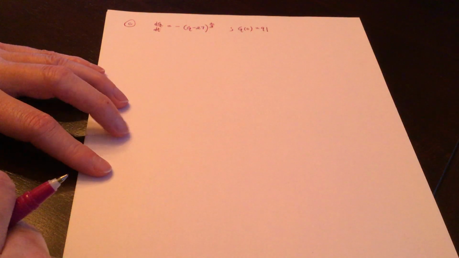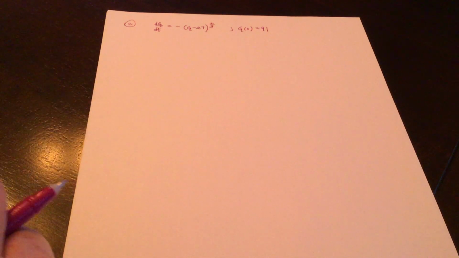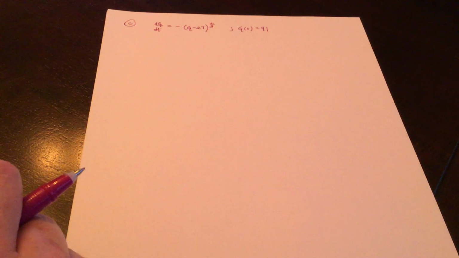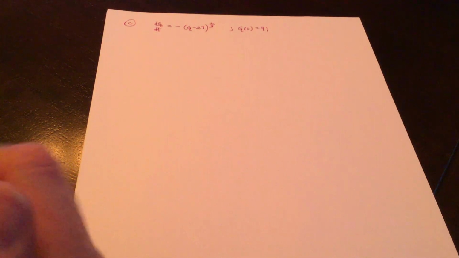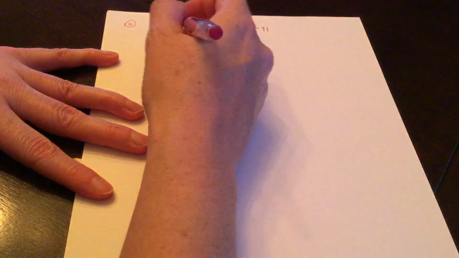Okay, let's see, find an expression for g of t based on the model. What's the internal temperature of the potato at time t equals 3? So many ways to go about this problem, so here's my version. I'm going to start by separating variables.